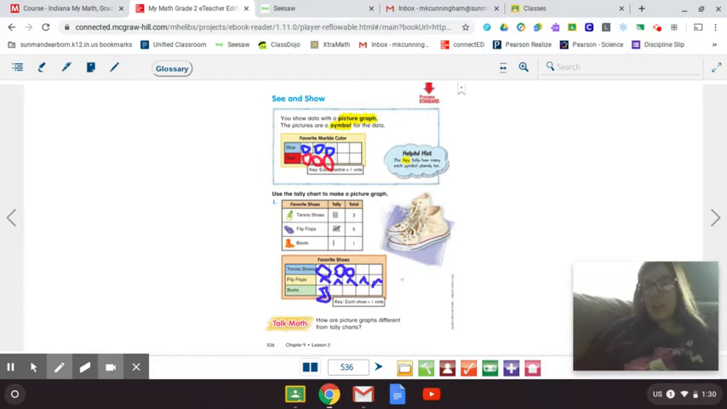You just use, instead of tallies, we're using pictures. So it says, how are picture graphs different from tally charts? Well, obviously, instead of using tallies, we are using pictures to represent it. Okay? All right. Let's go here and erase real fast.